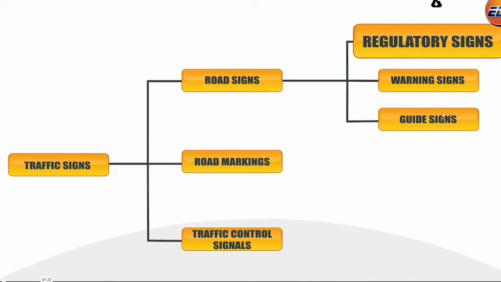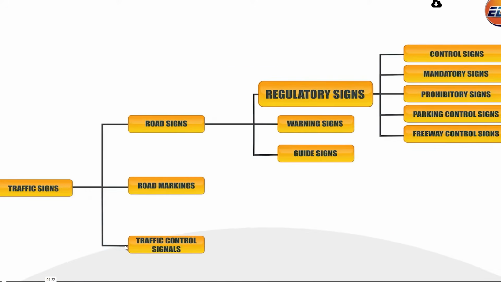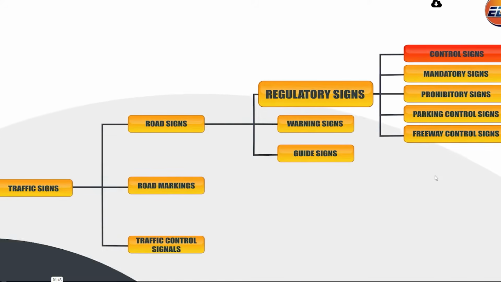Regulatory signs. These are the signs which control the actions of the road users. These signs tell road users what they must or must not do. There are 5 types of regulatory signs. They are control sign, mandatory sign, prohibitory sign, parking control sign, freeway control sign. Let's start from the control signs.